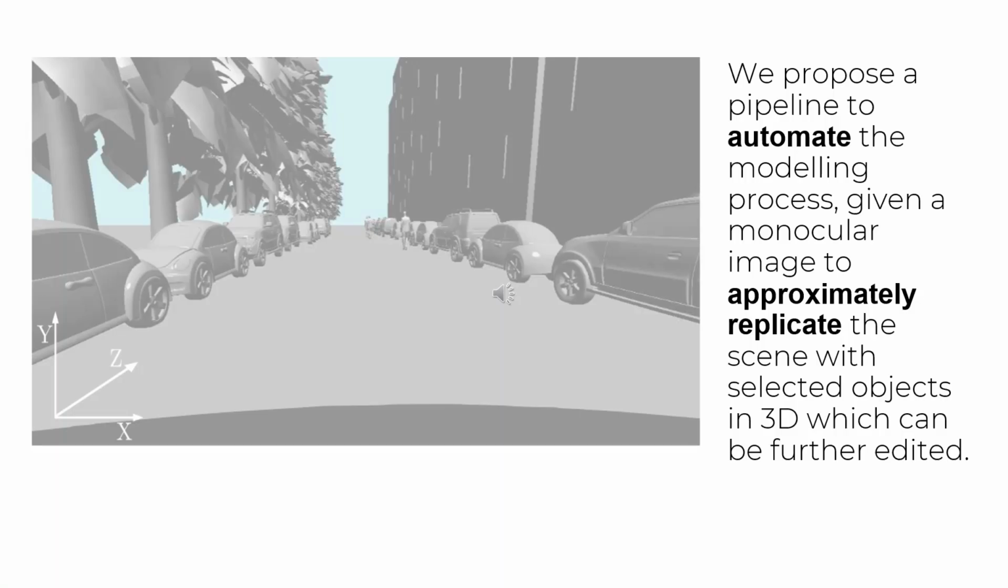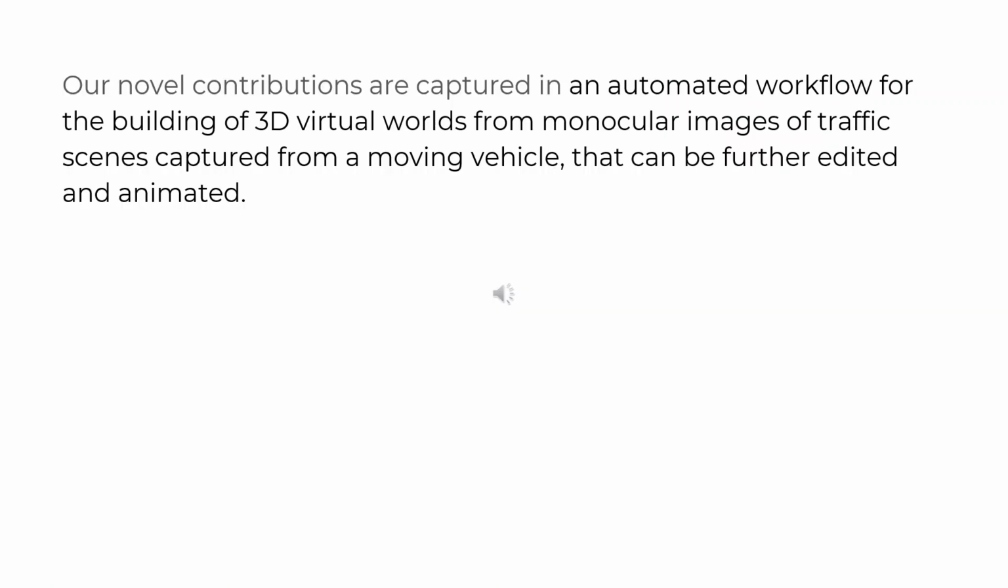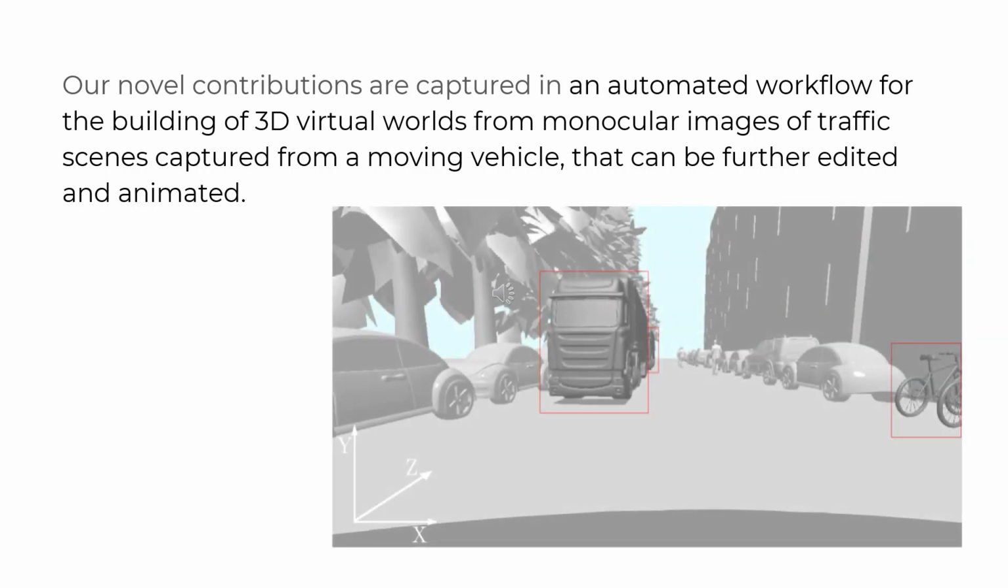We propose a pipeline to automate the modeling process, given a monocular image, to approximately replicate the scene with selected objects in 3D, which can further be edited. Novel contributions are captured in an automated workflow that uses deep learning for depth estimation, perspective correction, and a rendering engine to construct a 3D environment from a monocular image.